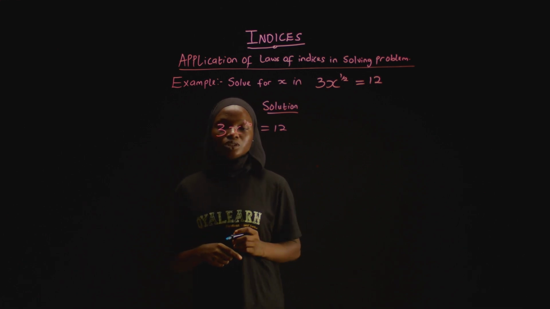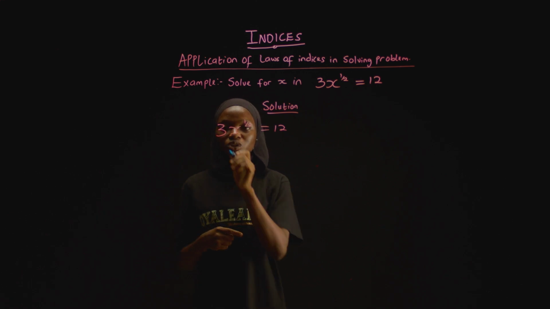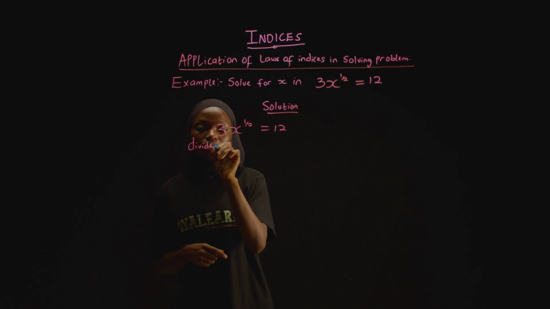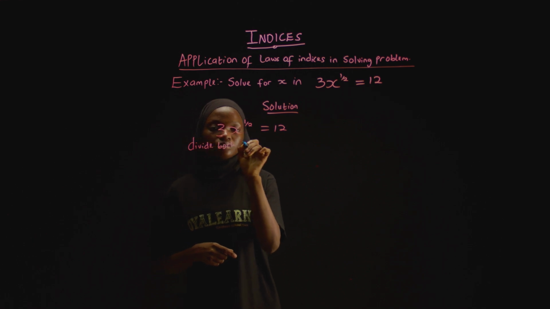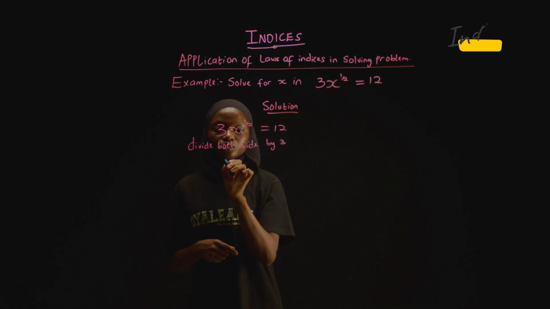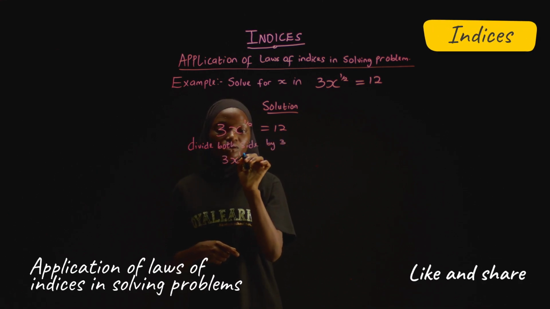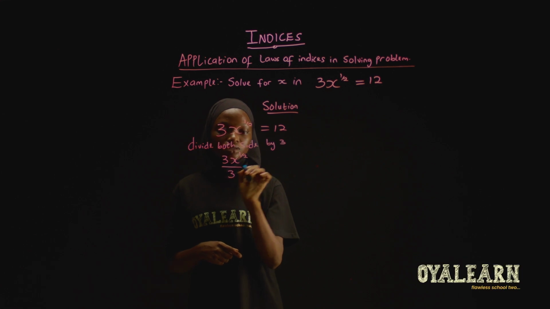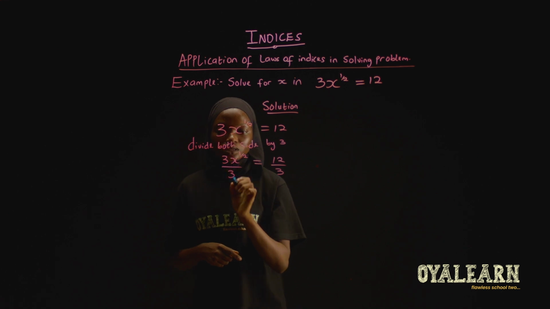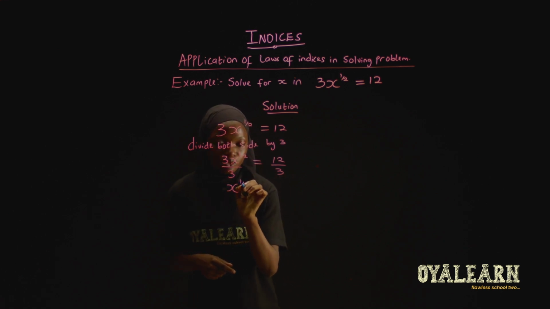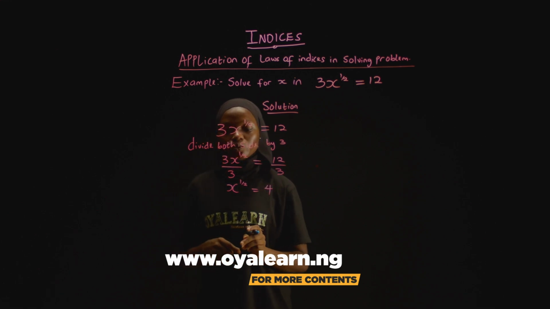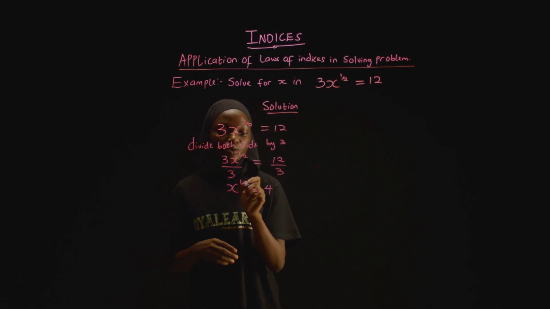Now 3 is attached to this x. To remove that, we divide both sides by 3. So we have 3x raised to power 1/2 over 3 equals 12 over 3. The 3 cancels out here, so we are left with x raised to power 1/2 equals 12 divided by 3, that's 4.